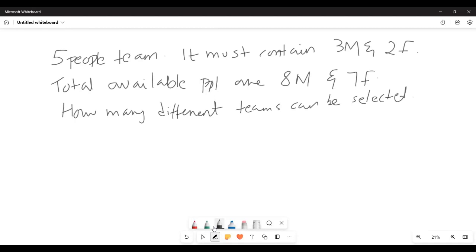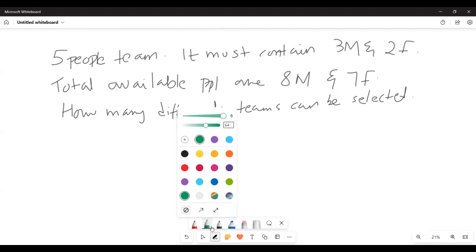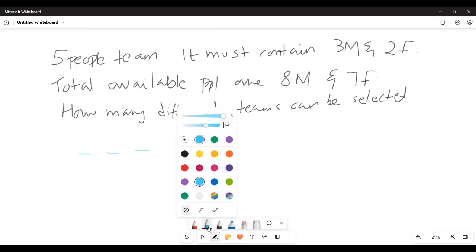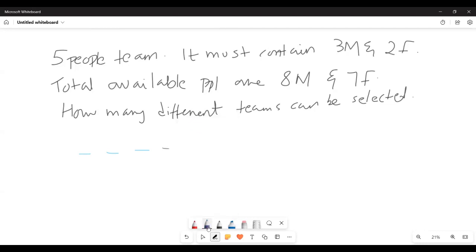Okay, so 5 people team needs to be selected. 3 have to be male, 2 have to be female. That is a condition. And there are total 8 males available and 7 female available. So then how many teams can be made? Okay, so 3 spots are reserved for male. And 2 spots are reserved for female. Then how many selections are possible?